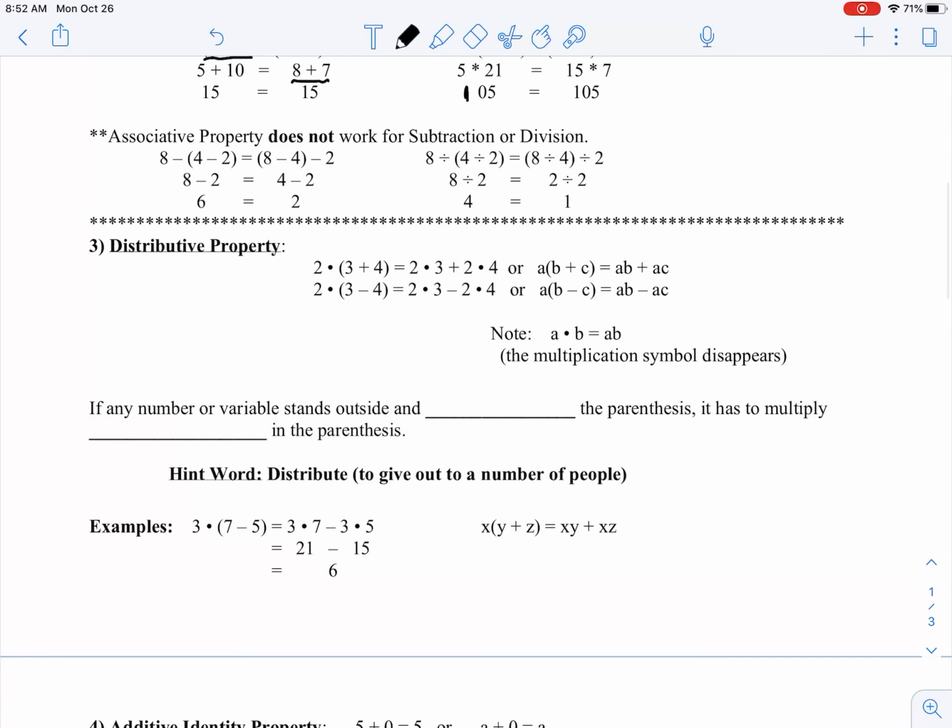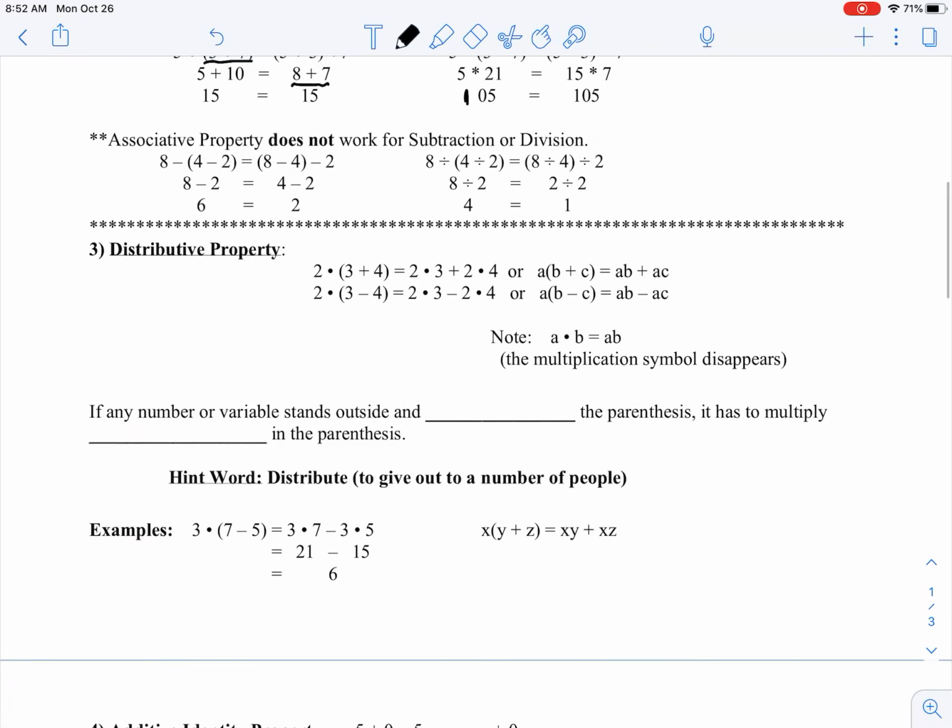Next is the distributive property. We can see that we're taking this 2 and multiplying it by 3 plus 4. That's going to be the same as multiplying 2 times 3 and then adding 2 times 4 after. Or in abstract form, we have it here. Same thing with subtraction here. We're going to start seeing no multiplication symbol. If we see 2 letters together, that means we are multiplying here.